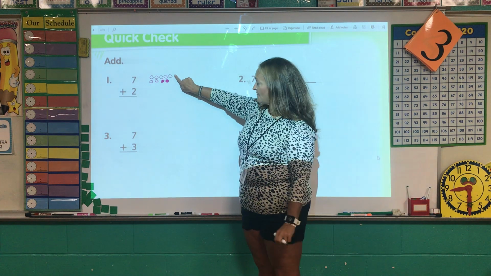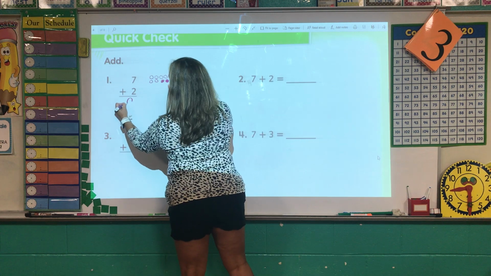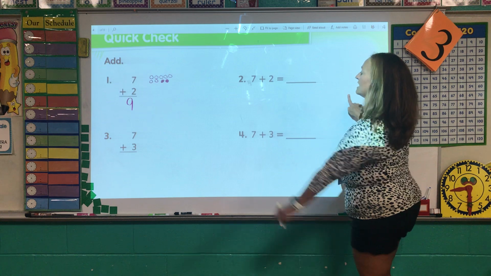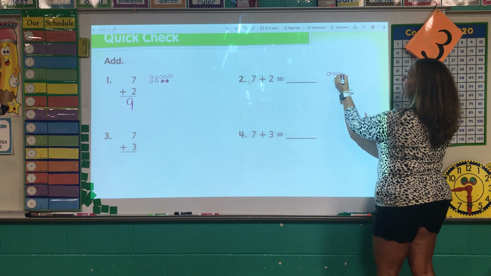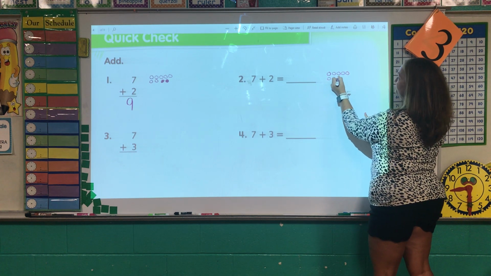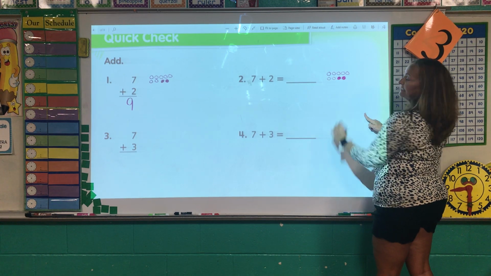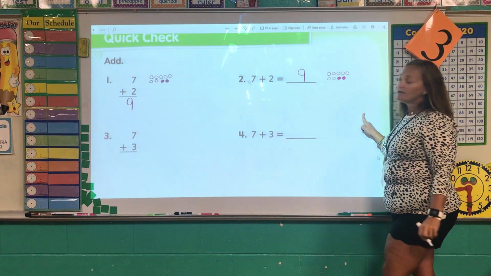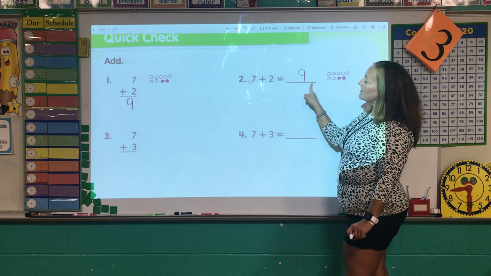So I can see that I have 5, 6, 7, 8, 9. I have 9 in all. If I do the same thing over here, I'm going to draw my group of 7 first because it's still my first number. 1, 2, 3, 4, 5, with my 5 group, 6, 7. I'm going to add my other 2, 8, 9. 7 and 2 is still 9. So it doesn't matter if our numbers go up and down or left to right, they still make 9 when I put them together.